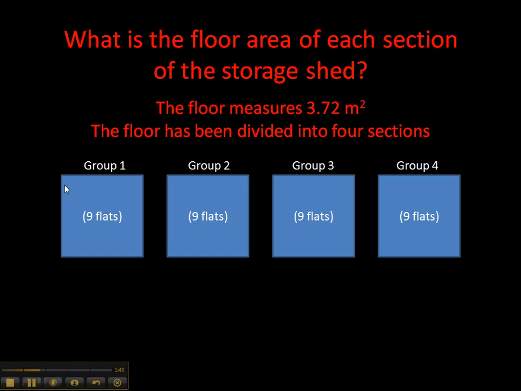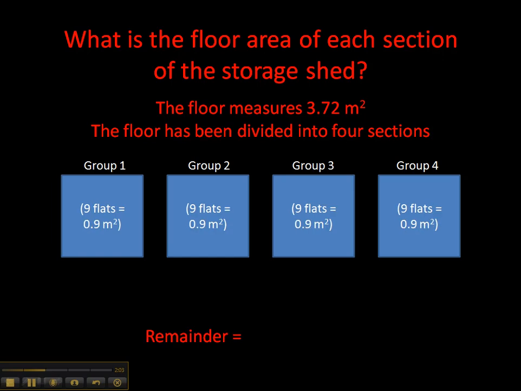Now, putting these as 9 flats takes up quite a bit of space. So this represents 9 flats, and I just put 9 flats there to remind you. So that would be 9 tenths, 9 tenths, 9 tenths, 9 tenths. Now that doesn't add up to 3.72. We have a remainder here.